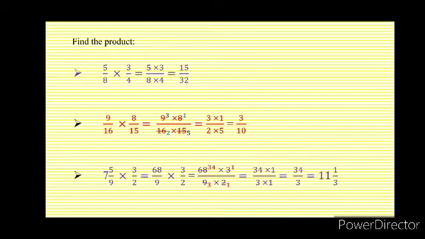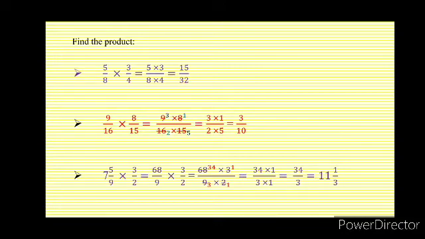Next, multiplication of fractions with fractions. Here 5 by 8 into 3 by 4. When you multiply two fractions, the numerators should be multiplied and the denominators should be multiplied. So, see here 5 into 3, multiply the numerators, same way denominators 8 into 4. So, 5 3s are 15 and 8 4s are 32. So, the answer is 15 by 32.